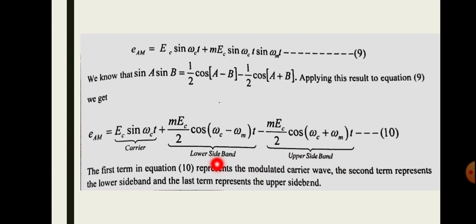So in the amplitude modulated wave, there will be two sidebands, the lower sideband and the upper sideband, along with the carrier signal. Actually, the information is present in the sidebands, that is, in the lower and upper sideband. So you should learn this equation by heart, and this is the final equation for the amplitude modulated wave.